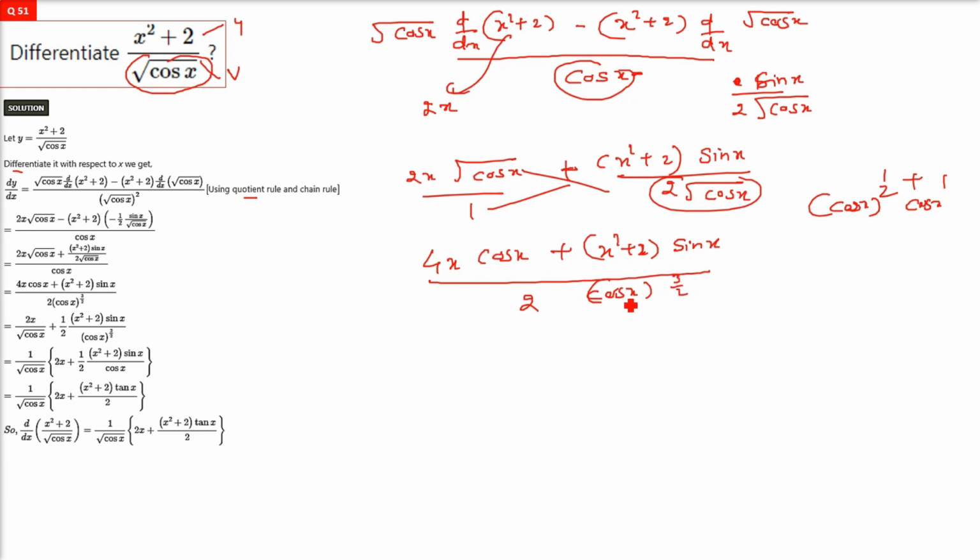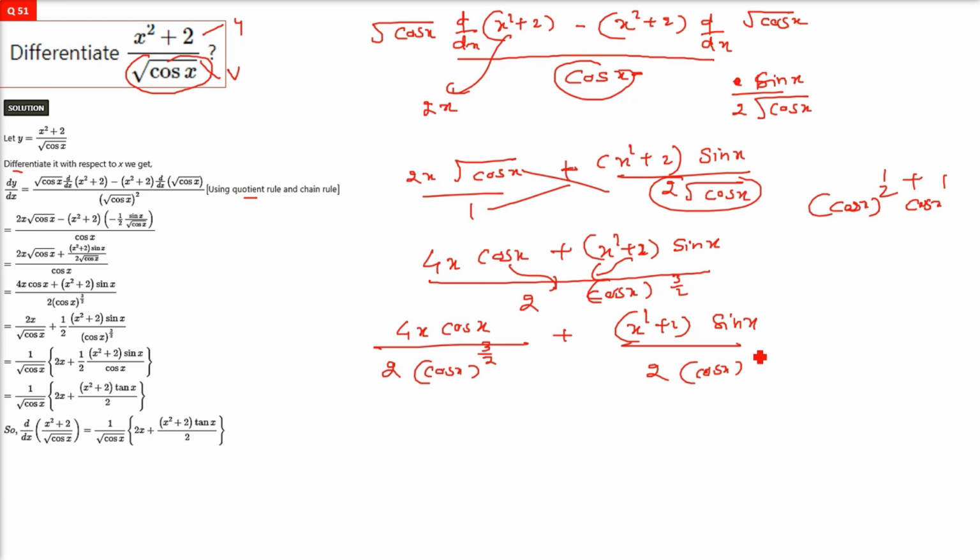So now let us separate them because there is a plus sign. Let us separate with the same denominator so that we can simplify them. If something is common, then we'll take it common. So when you take this 4x into cos x divided by twice of cos x to the power 3 by 2, this will be your first term. Then the second term will be x square plus 2 sin x divided by twice of cos x to the power 3 by 2.